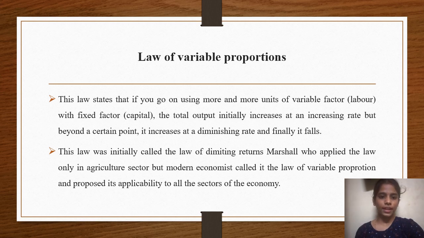This law states that if you go on using more and more units of the variable factor labor with a fixed factor capital, the total output initially increases at an increasing rate, but beyond a certain point, it increases at a diminishing rate and finally it falls. This law was initially called the law of diminishing returns by Marshall, who applied the law only in the agriculture sector, but modern economists call it the law of variable proportion and proposed its applicability to all the sectors of the economy.